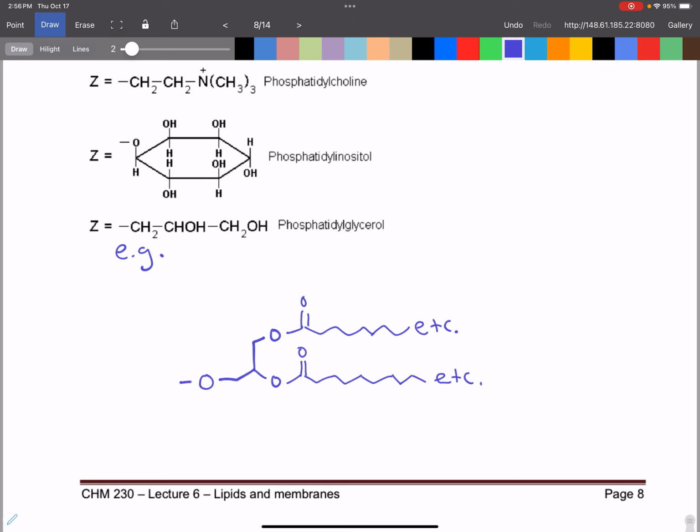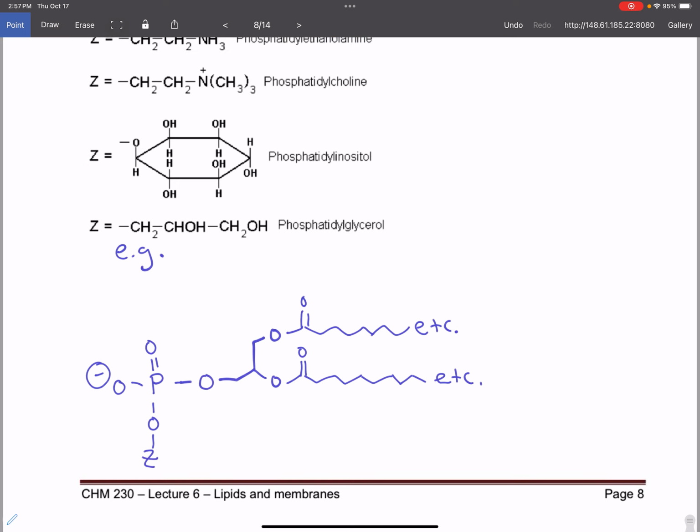So we've got the oxygen, and we dealt with phosphate a little bit earlier on in the course, but now we're going to see it a lot more. So phosphate looks like this, where one of the oxygens has a double bond. The other three oxygens have single bonds. One of these will carry a negative charge, and the other one is going to be bonded to the Z group. And remember, the Z groups are these things up here.